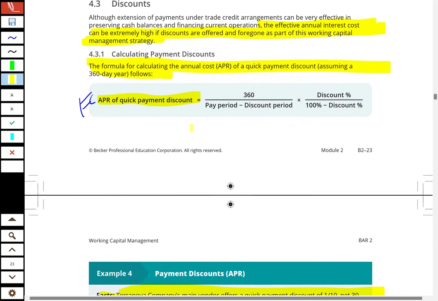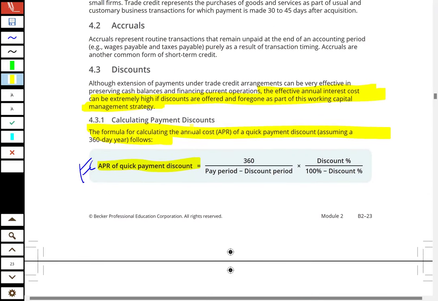Okay, let's make sure we are saying what this is when you put it on your flashcard. It's the cost of not taking the discount.